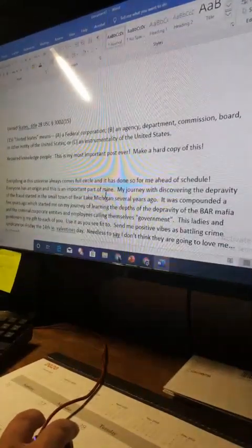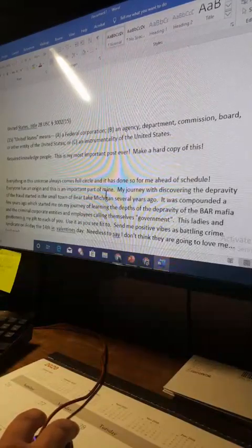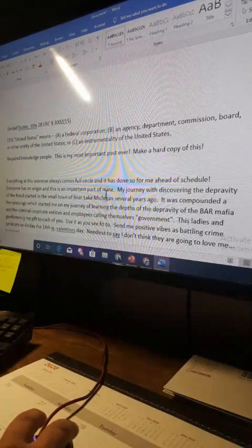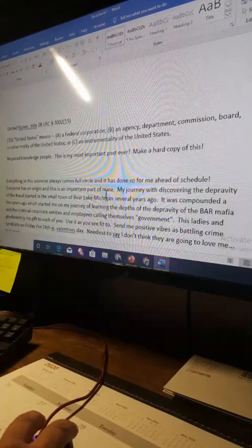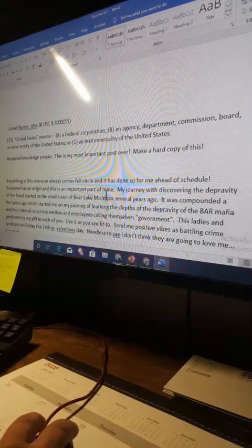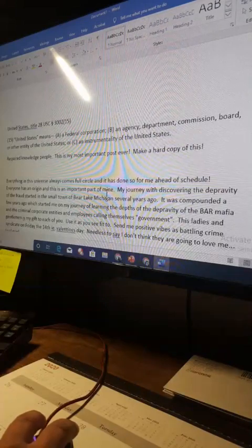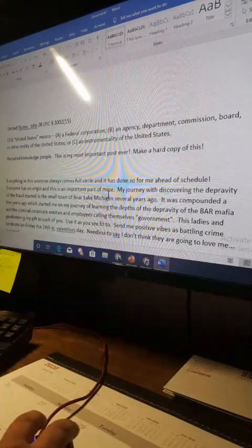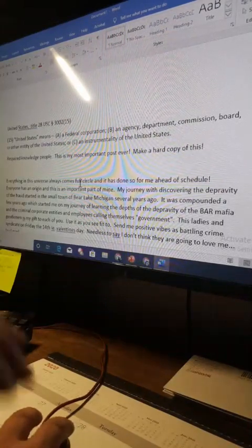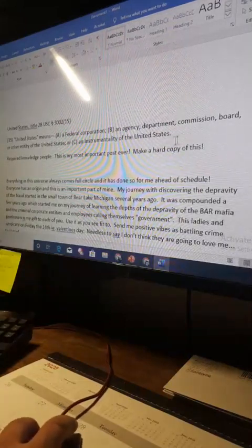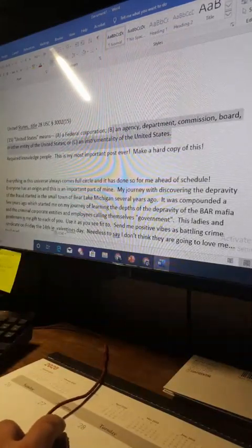United States, Title 28, U.S.C., subsection 3002-15. United States means A, federal corporation, B, agency, department, commission, board, or other entity of the United States, or C, an instrumentality of the United States. Ladies and gentlemen, it's in their writs.